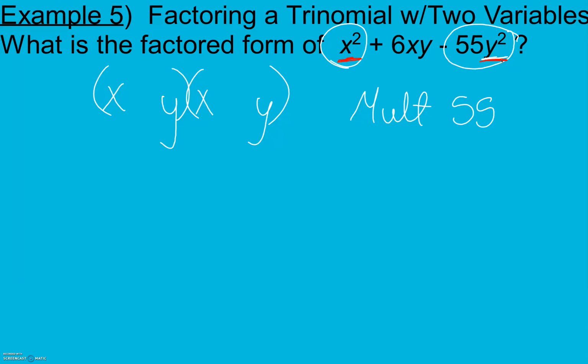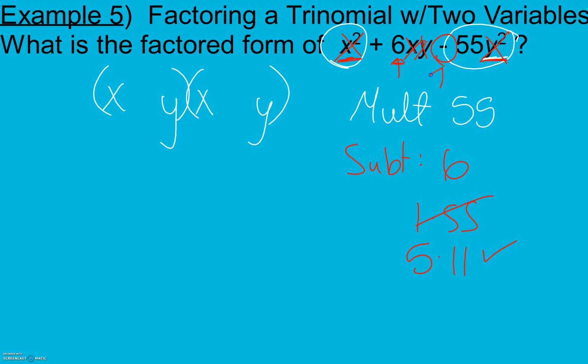But since my y's are in my last term, they go in my last term in my binomials. So again, we're going to multiply to 55. It's like my y's don't even exist anymore now. Just like we never worried about our x's once we put those in there. Multiply to 55, subtract to 6. Our options for 55 are 1 and 55. That doesn't work. That subtracts to 54. 2 doesn't work. 3 doesn't work. 4 doesn't work. 5 and 11, which subtracts to 6.